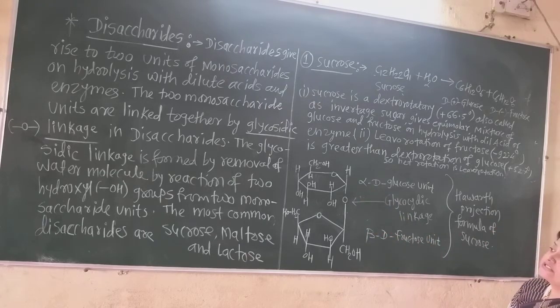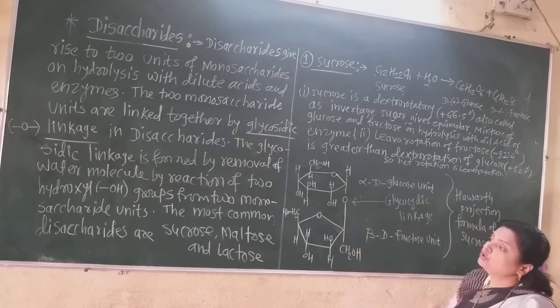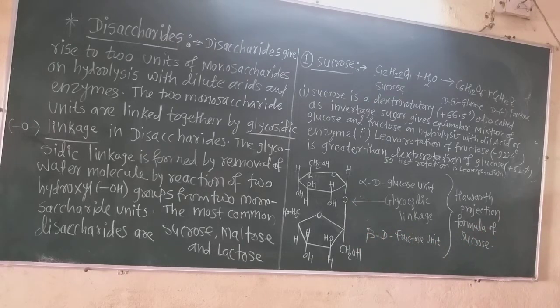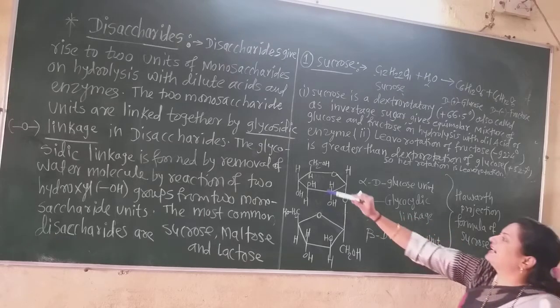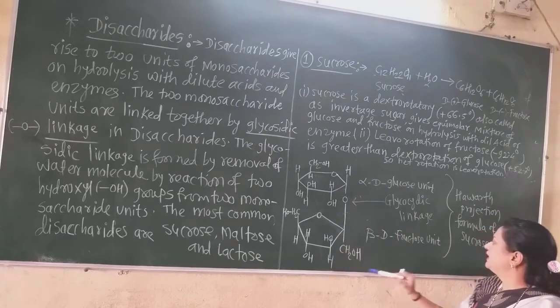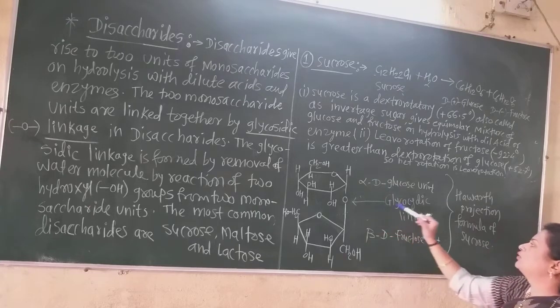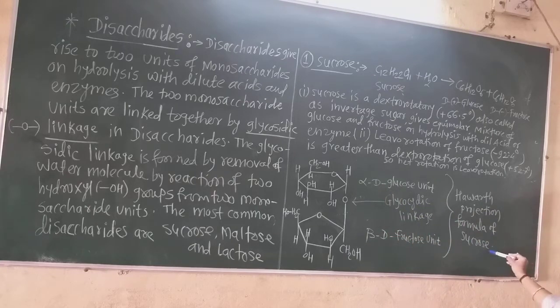Now the glycosidic linkage is formed by the removal of a water molecule. I already told you, by the reaction of two hydroxyl groups. Here are the two hydroxyl groups from two monosaccharide units. These are the monosaccharide units, alpha D glucose and beta D fructose. They are joined by the glycosidic linkage in the sucrose molecule. The most common disaccharides are sucrose, maltose and lactose. Now this is the Haworth projection formula of sucrose.